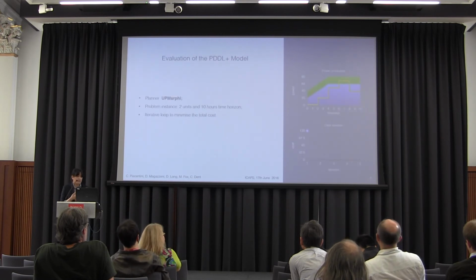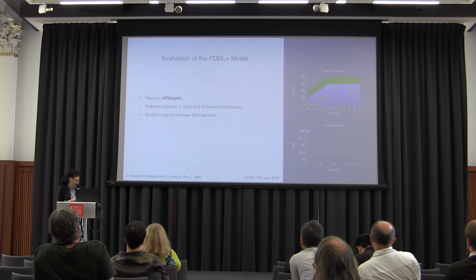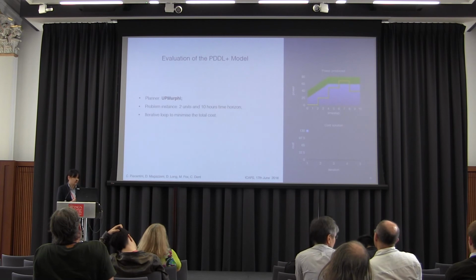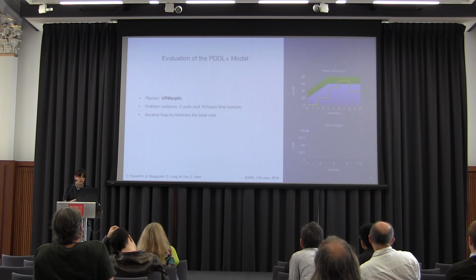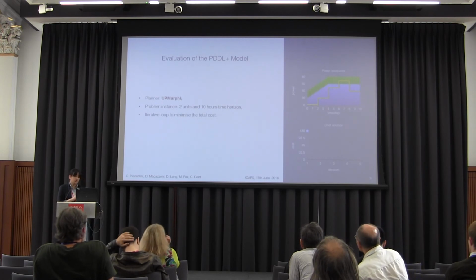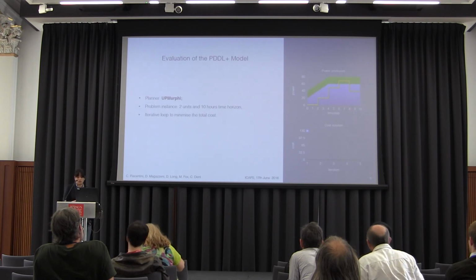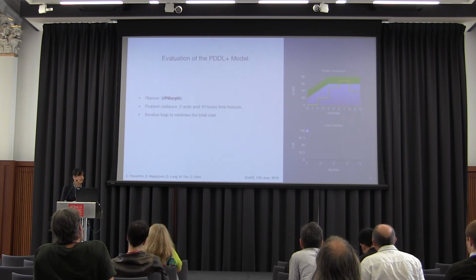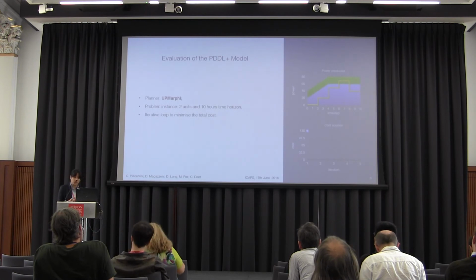So we use this PDDL model with the planner Murphy, which is a planner that uses the discretize and validate approach. For this, we tested the model first with two units and time horizons of 10 hours. And the problem is that Murphy is not a metric sensitive planner.